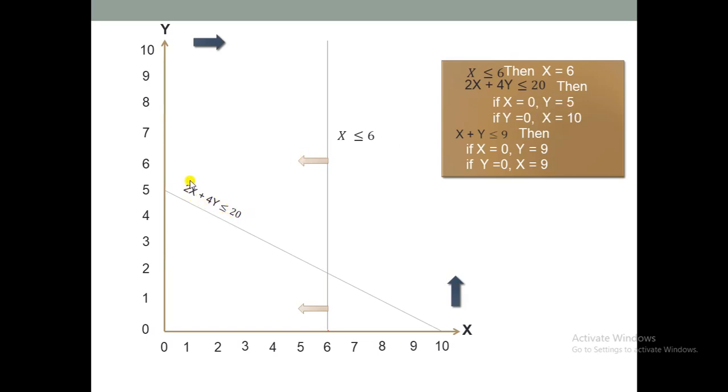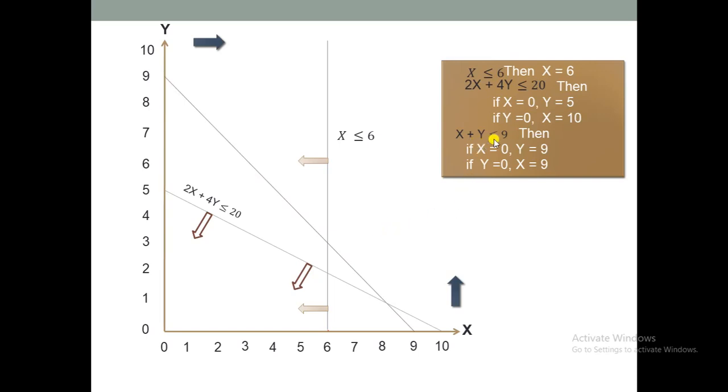Again here the value of 2x plus 4y is going to be less than 20. That means below the line. If it were greater than 20, we would consider the region above the line, but it is now less than 20, so we will consider the region below the line, and this arrow is showing the region below the line. This is the second constraint.